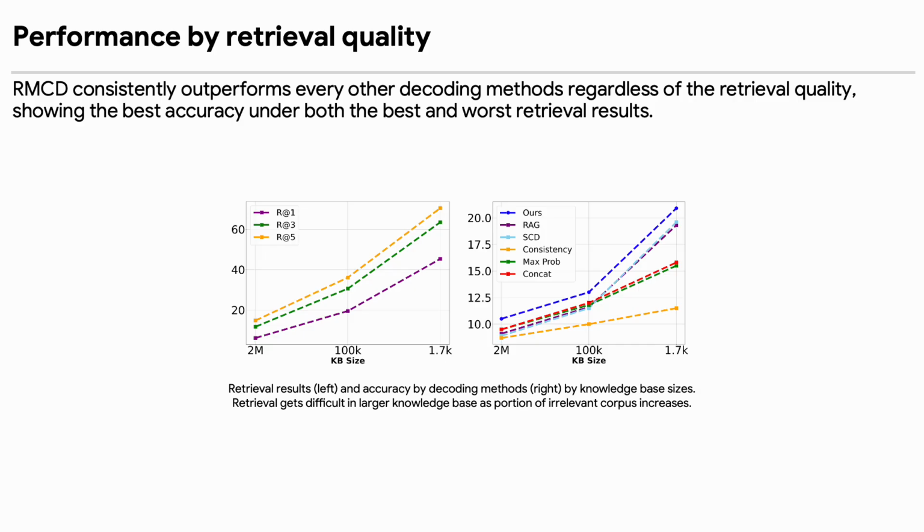Next, we analyze performance under different retrieval qualities. As the knowledge base grows, retrieval becomes harder as the proportion of irrelevant documents increases. In such settings, retrieval noise becomes severe and answering correctly is more challenging. Even then, RMCD consistently outperforms other decoding methods, both when retrieval is strong and when it's weak. That is, RMCD is robust to retrieval quality and achieves the best performance across the board.